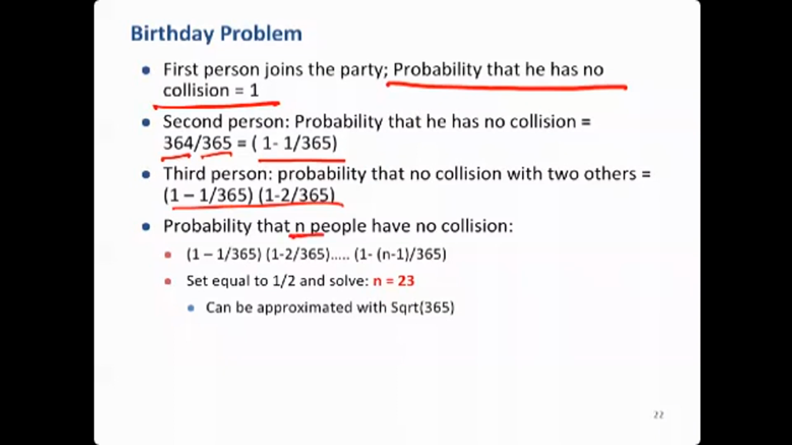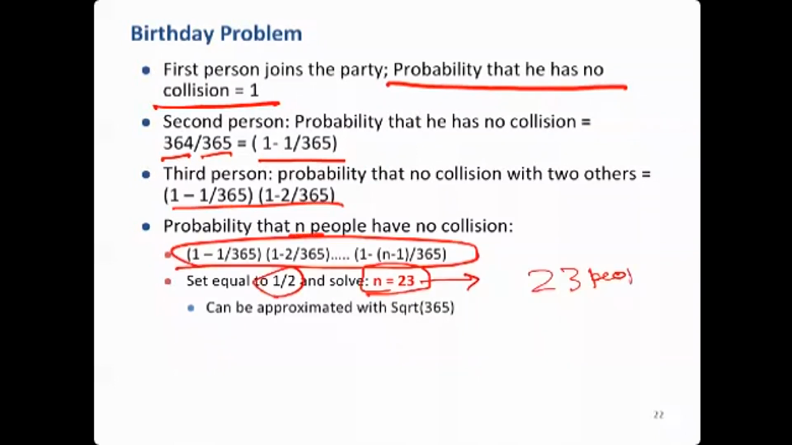Because the probability has to be greater than or equal to half, and you solve this, you will get n equal to 23. If you have a class of 23 people, then there is a probability greater than half that 2 people have the same birthday.